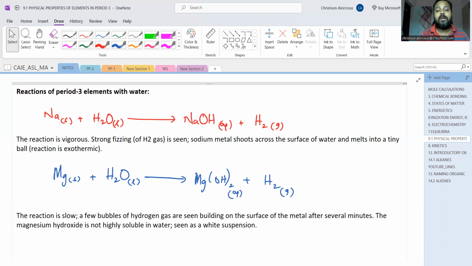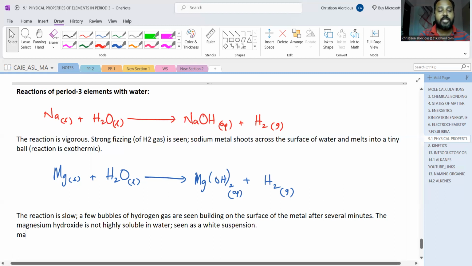That's the reason why magnesium hydroxide is a pretty weak alkali. Its pH is around 9. In fact, a suspension of magnesium hydroxide is given to treat acidity. It's called milk of magnesia. That's the reason, because its pH is pretty low for an alkali. It's pretty weak. While sodium hydroxide is a strong alkali, pH 13, 14, because it's highly soluble. So magnesium hydroxide is seen as a white suspension.